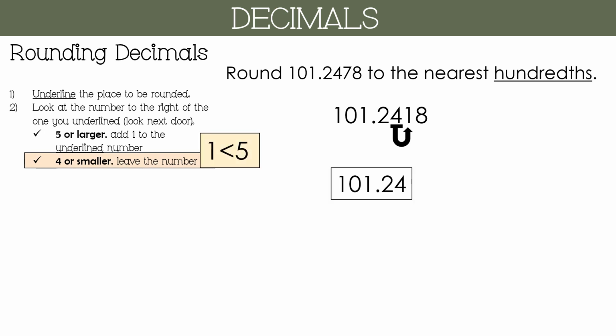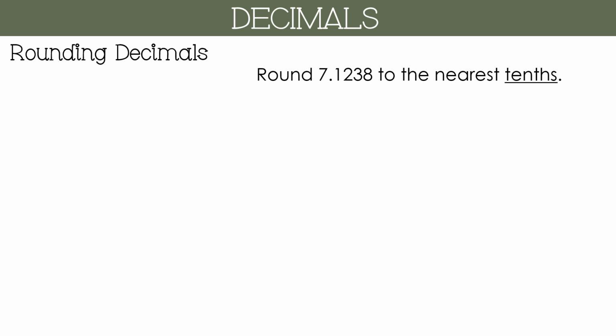That means we're going to leave the 4 alone, and then everything to the right of the 4 goes away, is just blank. So hopefully you notice that the 1, 0, 1, 2 stay the same. The 4 also stays the same because its neighbor isn't 5 or larger. How about you try this one by yourself? Pause the video, follow the rules, and then press play to check.